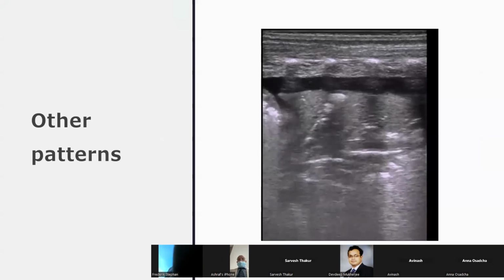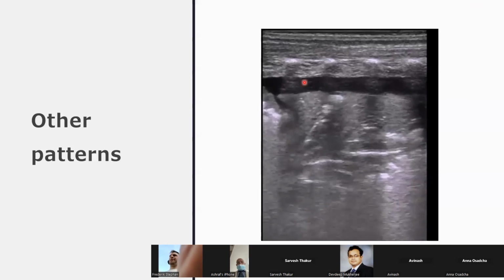The lung looks like this tissue-like pattern, and there are, I think, linear bronchograms, great. Static bronchograms. I'm going to ask Shruti. Shruti.